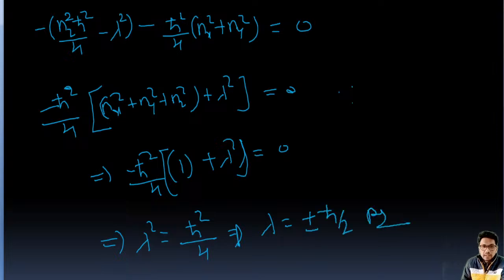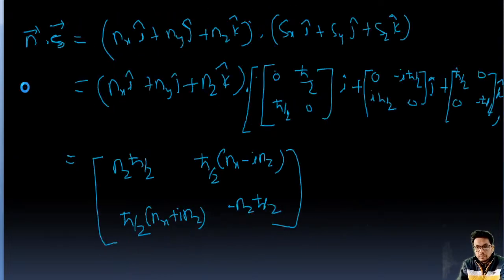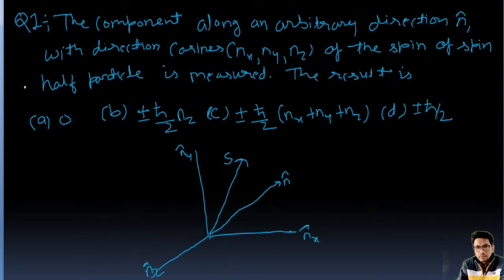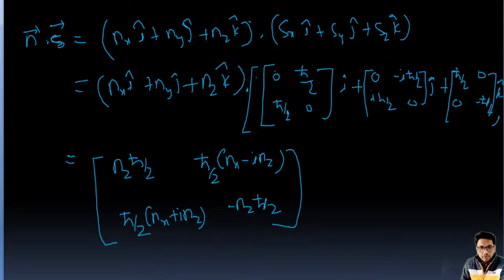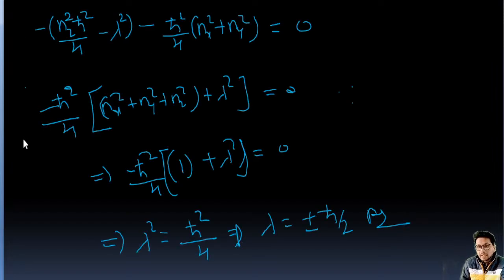This is the answer, guys. So we'll check which option is matching. So option number D is the correct one. Option D, that is plus minus h cut by 2. Plus minus h cut by 2 is the correct option, guys. So this is the one.